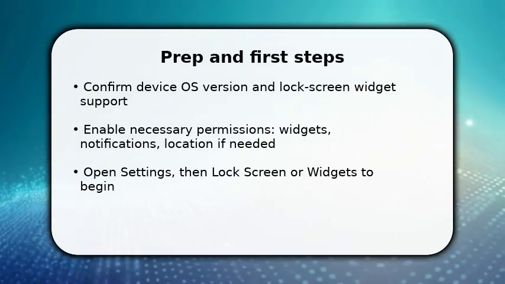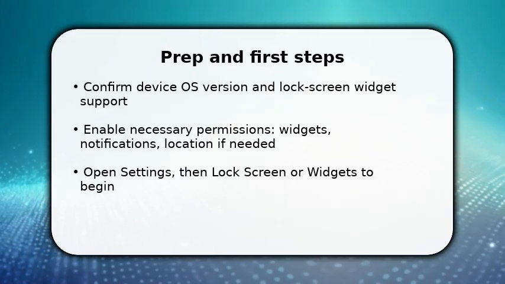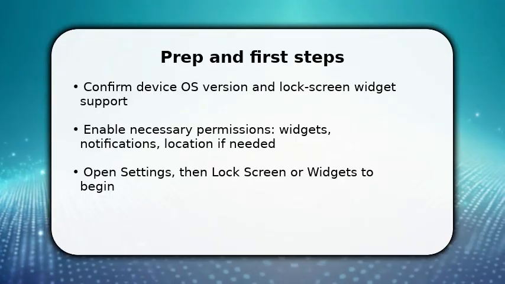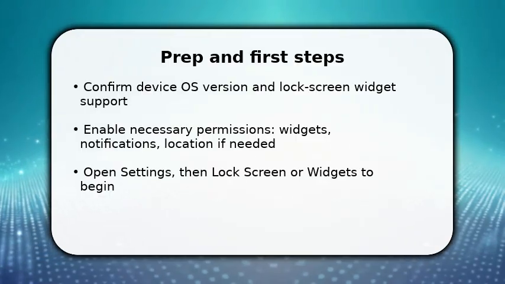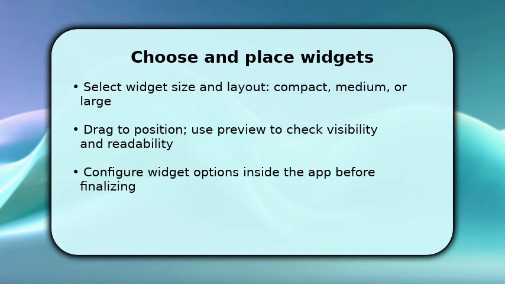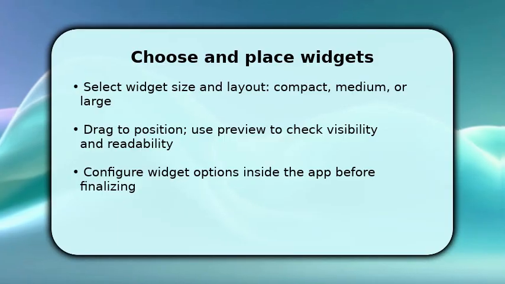Make sure apps providing widgets are installed and updated, because outdated apps often won't appear. If a widget requires location or notification access, enable that now so it functions correctly once added. Now choose the widget size and layout that fits your lock screen space. Compact is quick glance, large shows more details.